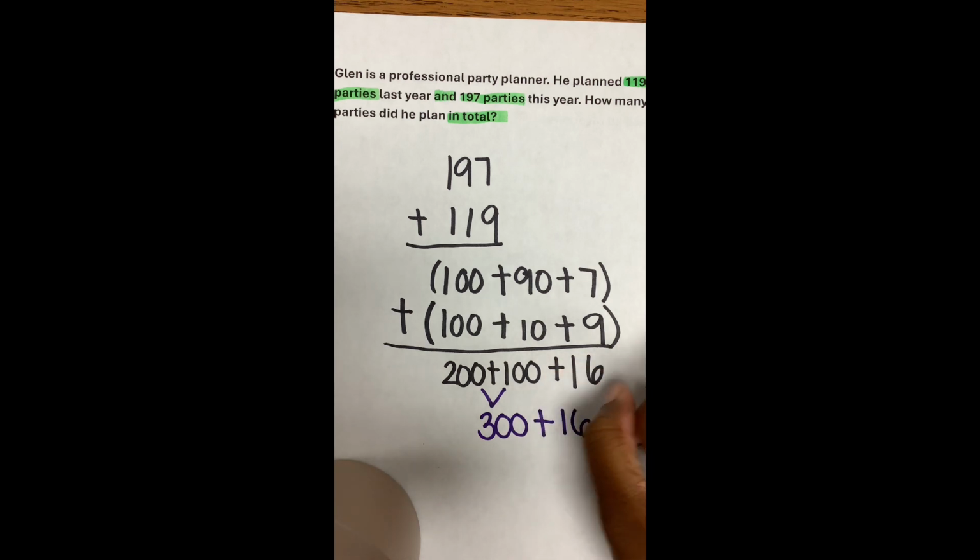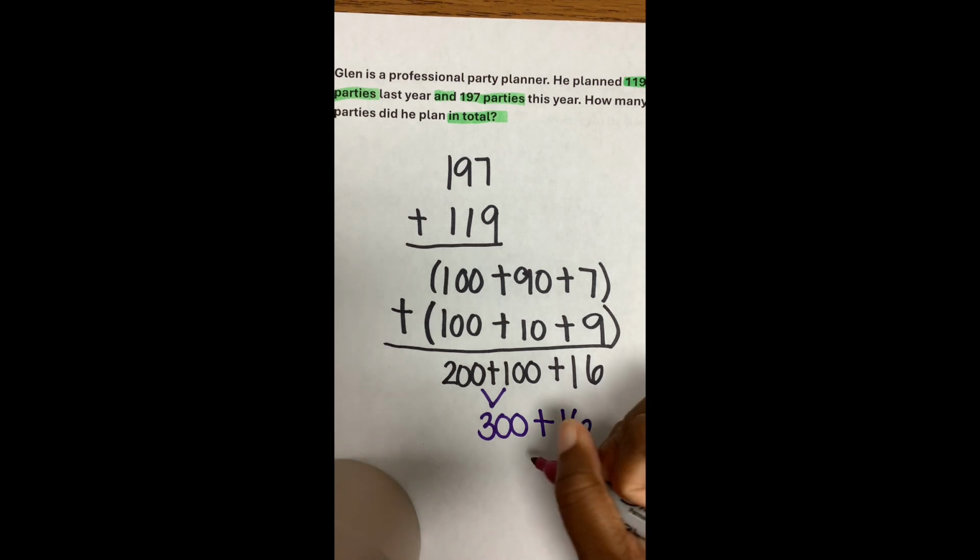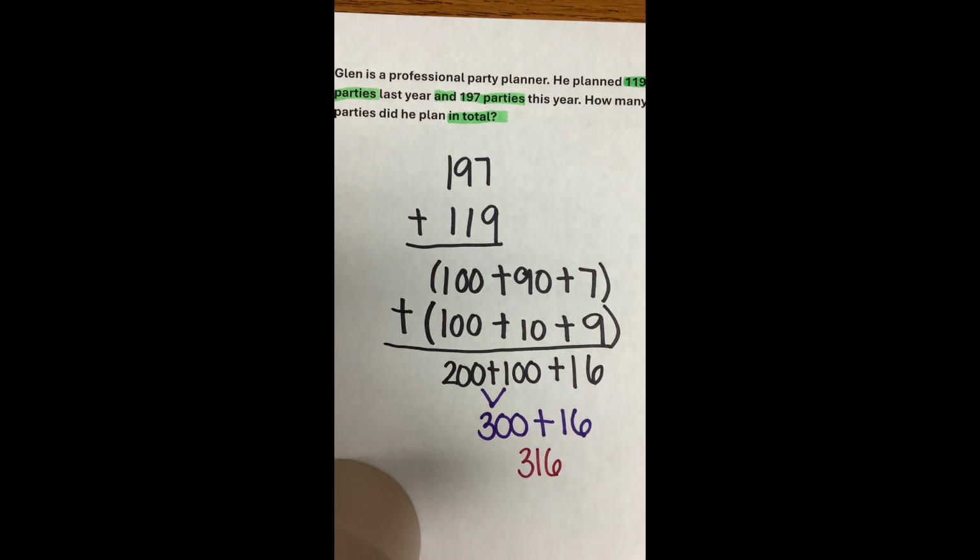Plus 16. And what I'm doing is I'm layering it so you guys can see how I'm decreasing my number sentence. So now we have 300 plus 16, which is going to give us our total of 316. All right, so let's see if we answered our question. How many parties did we plan in total? He planned 316 parties in total.